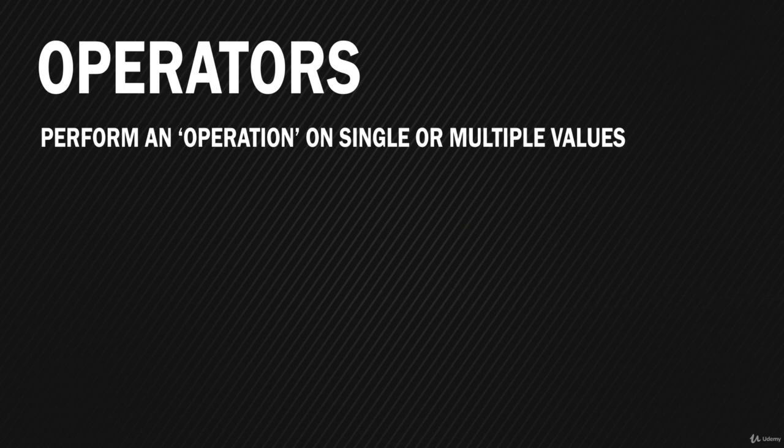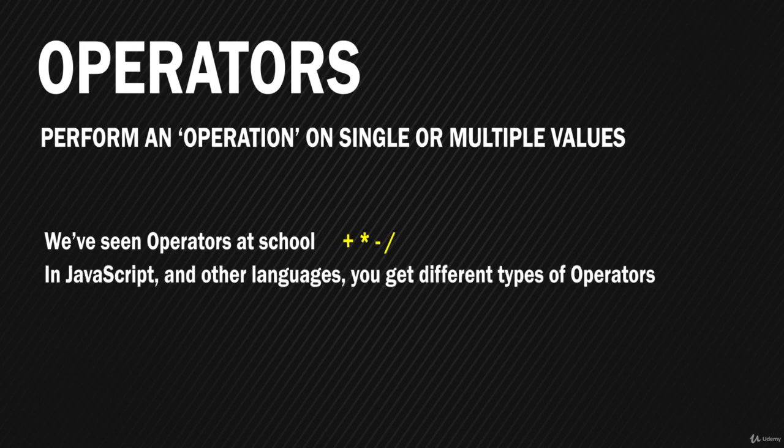Let's keep moving on. We've seen a lot of operators at school. You know, the plus sign, the multiplication sign, the minus sign, the divide sign. And in JavaScript, you get different types of operators. You get these ones that we're familiar with, you and I, from school, but you also get others. And they're all classified within their different types. I'm not going to go into detail now into each one. You'll see it throughout this course. We're going to be using these different types of operators. So feel free to pause the video and go over these in more detail. I'm going to go over them very quickly here.